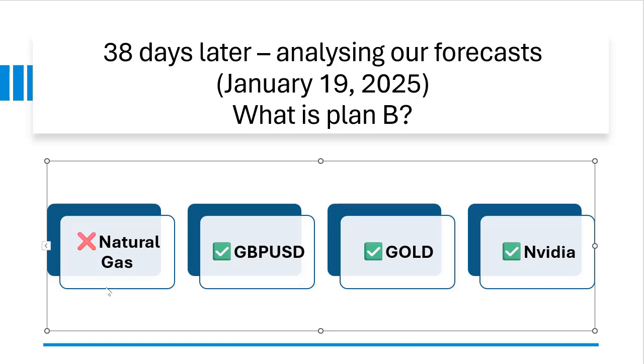The natural gas cycle model does not work. All other models actually work. So I will show you the other models, British pound, gold, and Nvidia, and after that we will switch. We will analyze natural gas. We will try to do something. Okay, just a sec.